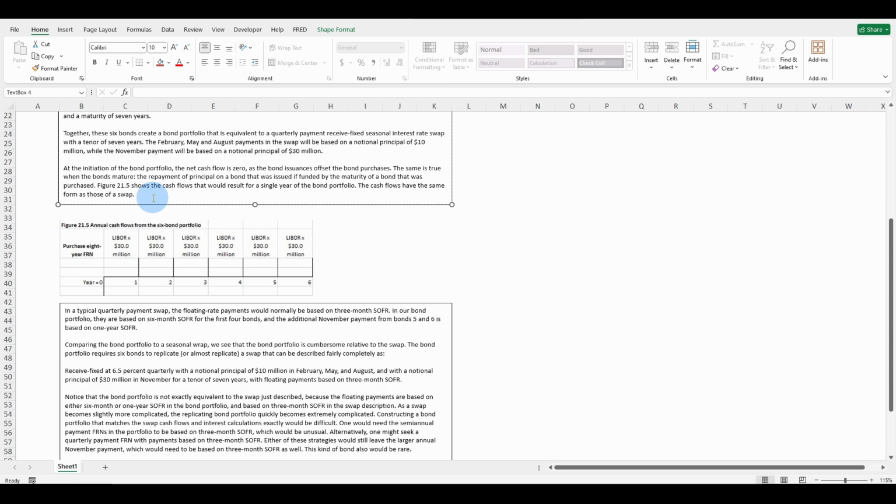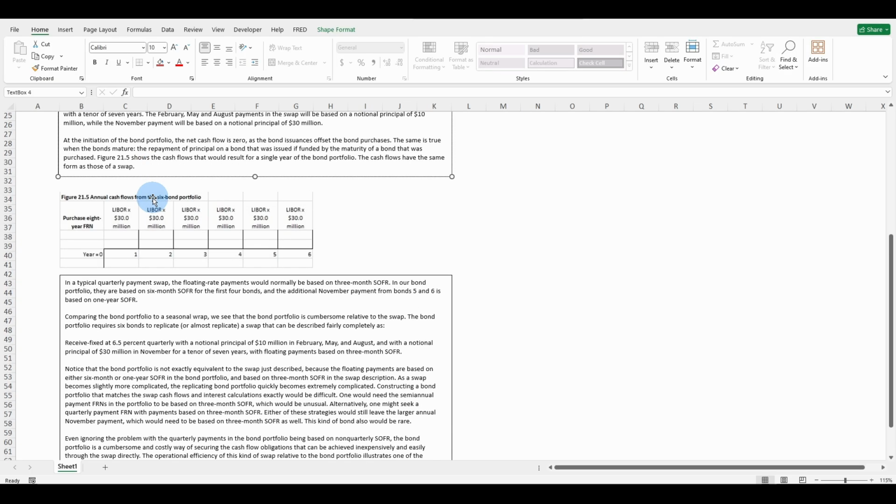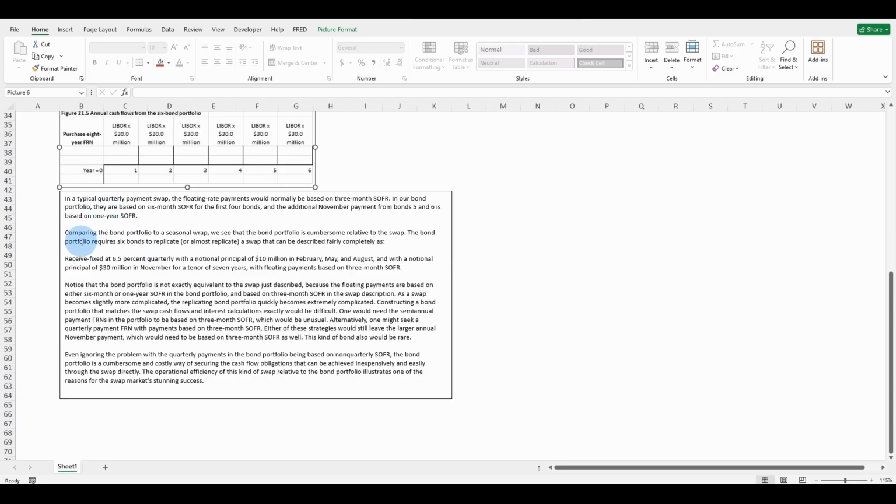The repayment of principal on a bond that was issued is funded by the maturity of a bond that was purchased. Figure 21.5 shows the cash flows that would result from a single year of the bond portfolio. The cash flows have the same form as those of a swap. In a typical quarterly payment swap, the floating rate payments would normally be based on the 3-month SOFR. In our bond portfolio, they are based on 6 months SOFR for the first 4 bonds, and the additional November payment from bonds 5 and 6 is based on 1 year SOFR.